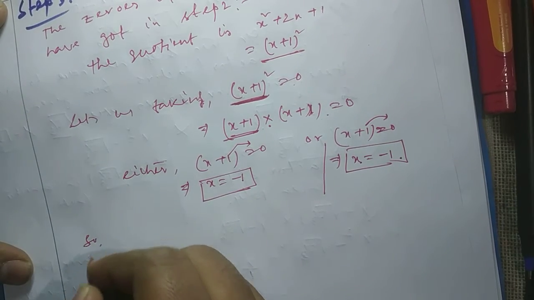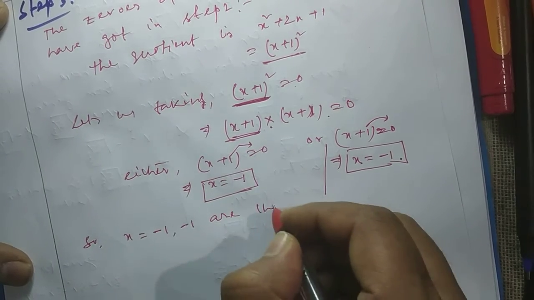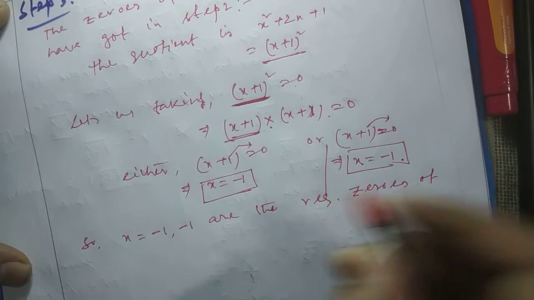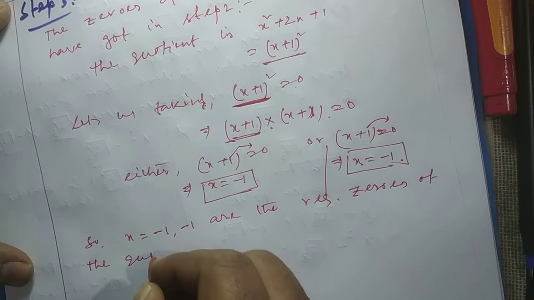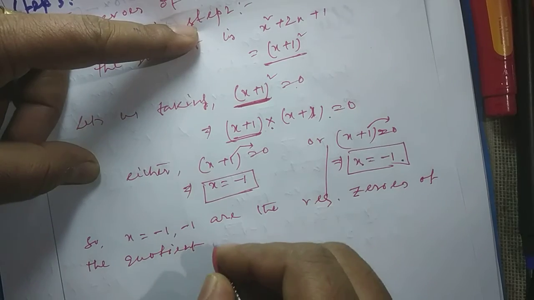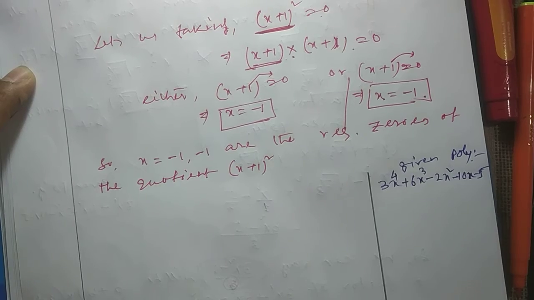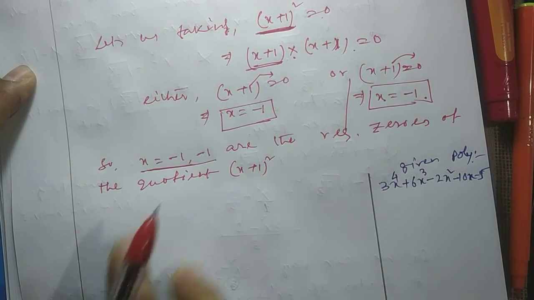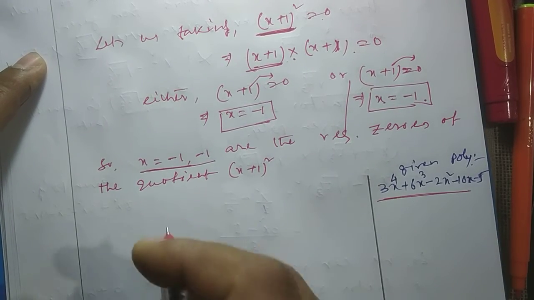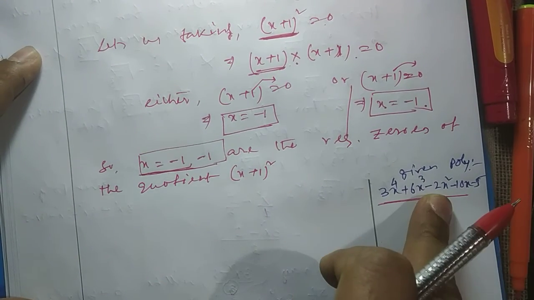So we can say from here x equal to minus 1 and minus 1 are the required zeros of the quotient. What was the quotient? x plus 1 whole square. Understood or not? And these are the required remaining zeros of the given big polynomial. Understood?